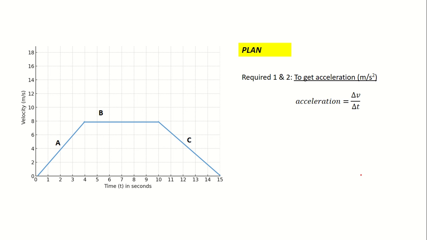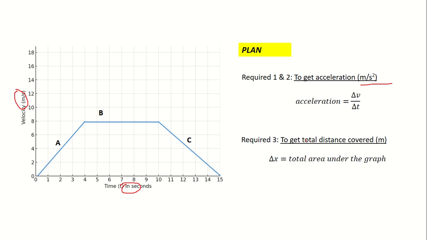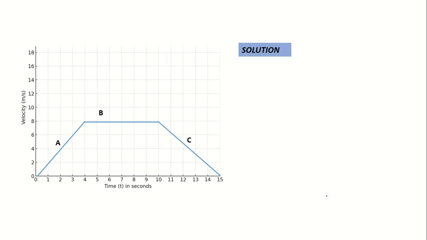Okay, so what's the plan? Dalawa yung required natin na magsasolve tayo ng acceleration, no? Again, in the second one, we just use the term deceleration since it's a slowing down motion. Our formula for acceleration is a is equal to change in velocity over change in time. The unit would be meter per second squared since we have seconds here and meter per seconds here. For the third required, to get the total distance covered, or we can say the displacement, that's just the area under the graph. So this area. Let's try to solve it.